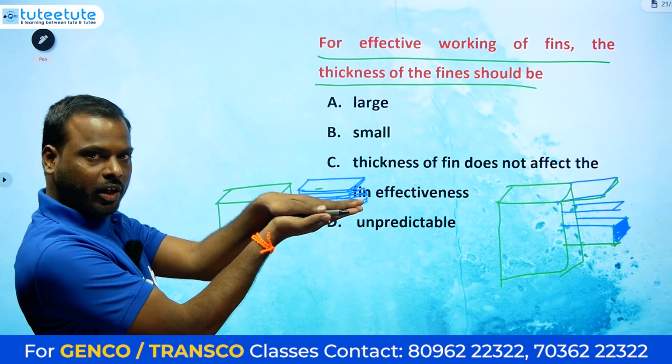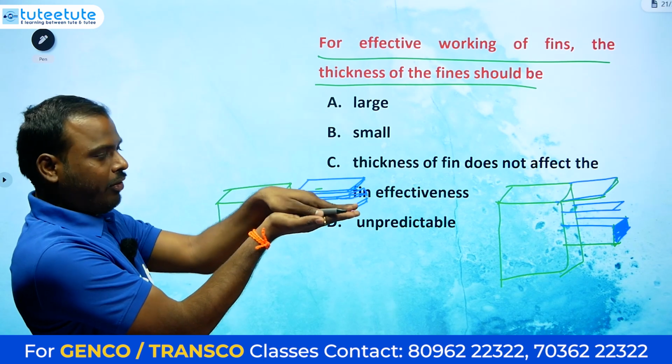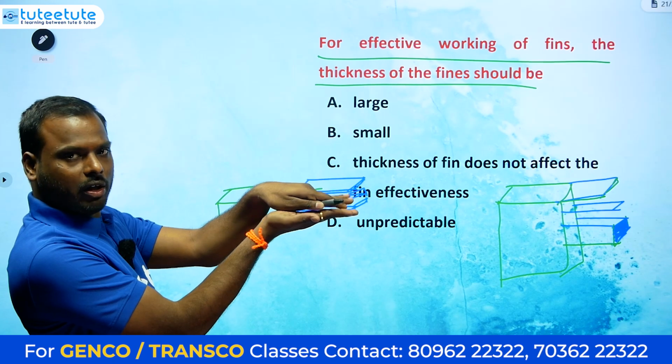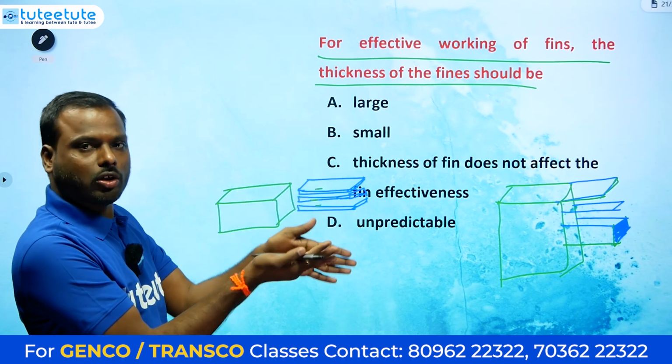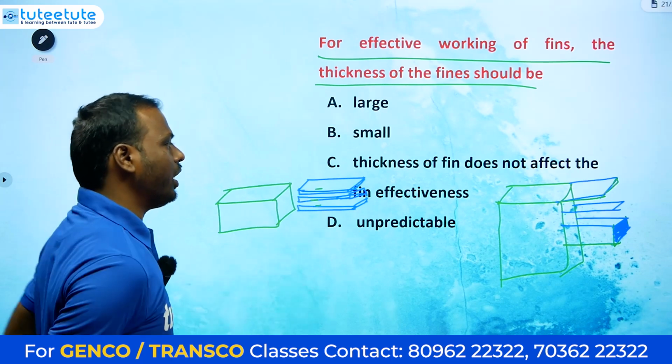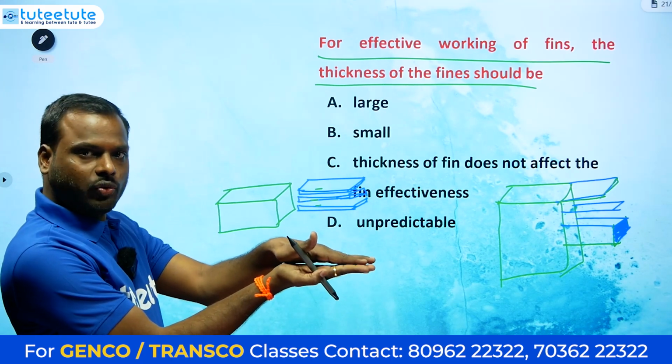Whenever I am increasing the thickness, only the top and bottom areas come into the picture, whereas if I keep some distance, there are two fins I am making. These two fins also come into the picture, so the area will be increasing. So the area increases whenever the thickness is very short.